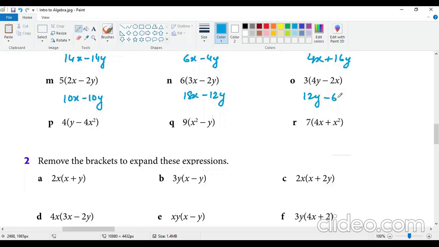This will give you 4y minus 16x square as an answer. 9x square minus 9y is the answer. 2 6s are 12, 7 4s are 28, x plus 7x squared.